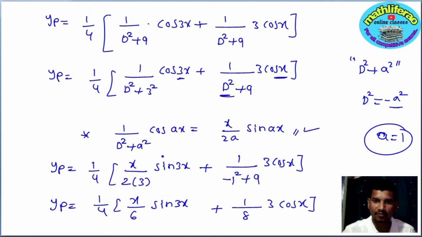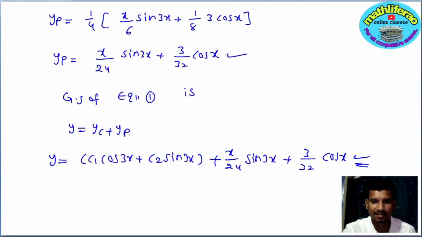So the formula we are using here is 1 by D square plus a square cos ax. What is the particular integral here? x by 2a sin ax. Because if we replace D square by minus a square, the denominator value becomes 0. If the denominator does not become 0, then that is the particular integral. If it becomes 0, we use this formula. In the same way, 1 by D square plus a square sin ax gives minus x by 2a cos ax. Here a minus comes. Okay, this is the process and answer. This is one of the important questions.